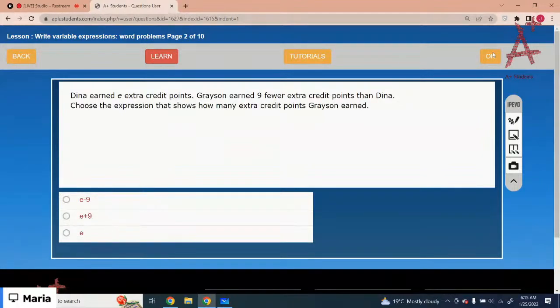Okay, Dina earned E extra credit points. Grayson earned 9 fewer extra points than Dina. Choose the expression that shows how many extra credit points Grayson earned. So, which is the correct option?